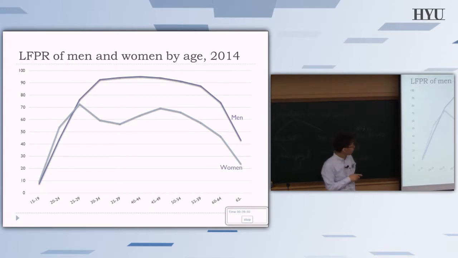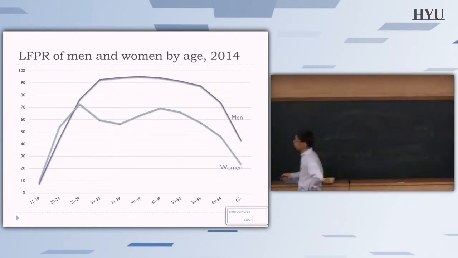Okay, so from age 30 to, let's say, 50 to 54, more than 9 out of 10 men are either working or unemployed. Okay? So around 90%, a little more than 90%. And then it starts dropping. Why? Because they start retiring. Okay? So if you look at 65 and older, for men, LFPR is a little more than 40%.